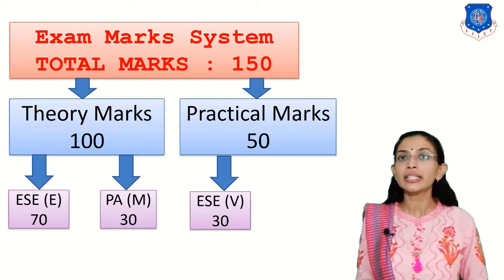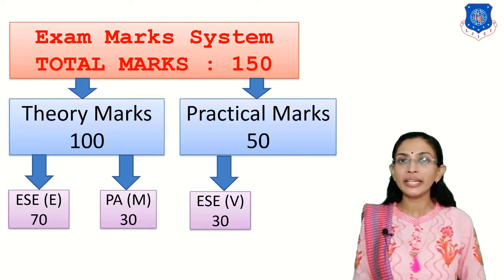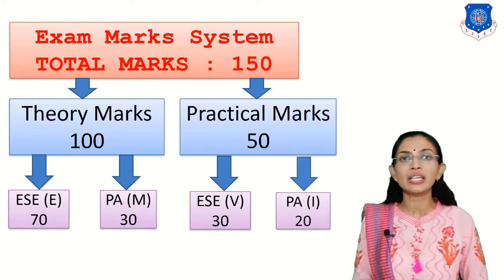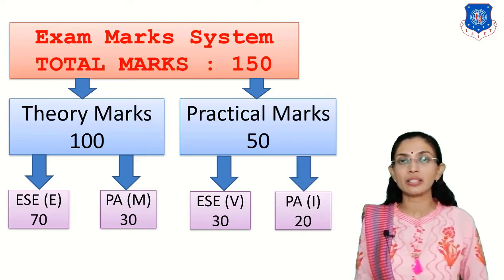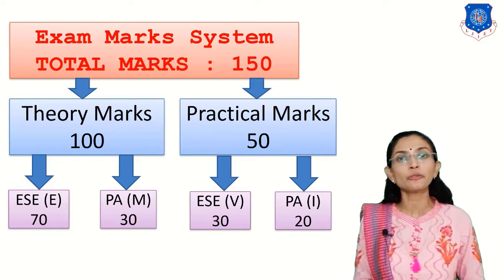Now the next, that is the practical marks. The practical marks will be divided again into 2 portions, that is Viva and internal. The Viva will be given out of 30 and internal marks will be given out of 20.